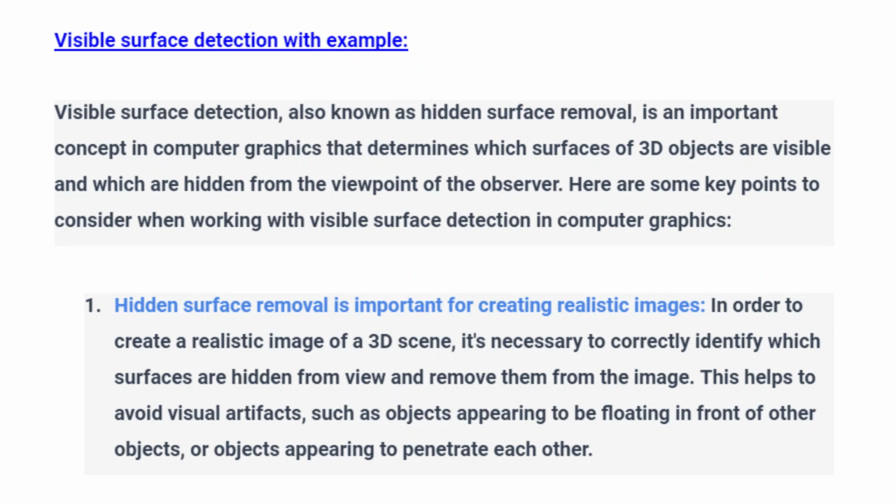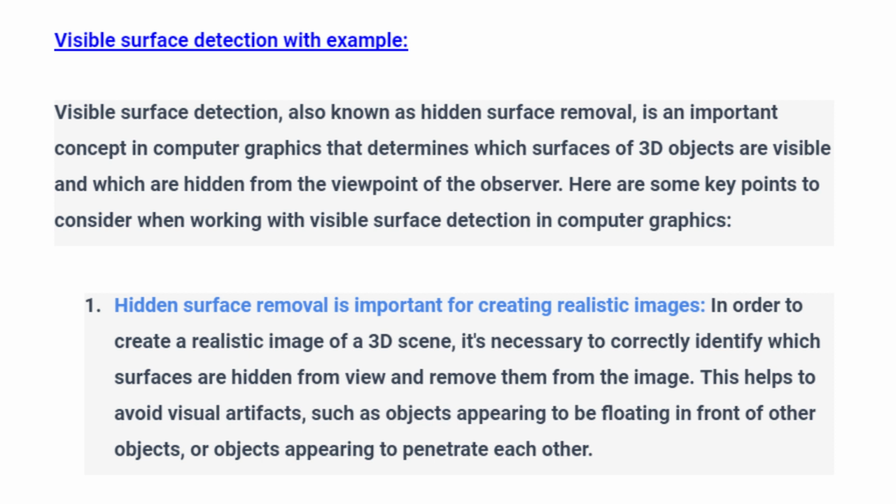Visible surface detection with example. Visible surface detection, also known as hidden surface removal, is an important concept in computer graphics that determines which surfaces of 3D objects are visible and which are hidden from the viewpoint of the observer. Here are some key points to consider when working with visible surface detection in computer graphics.